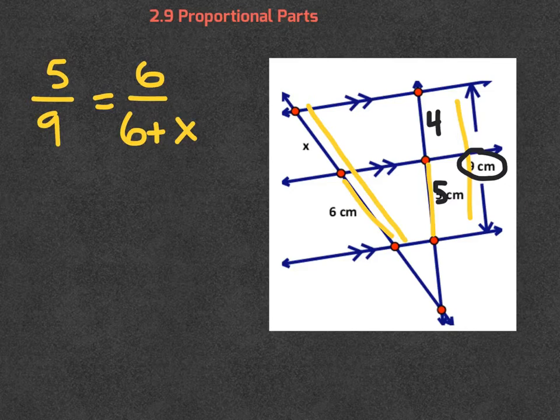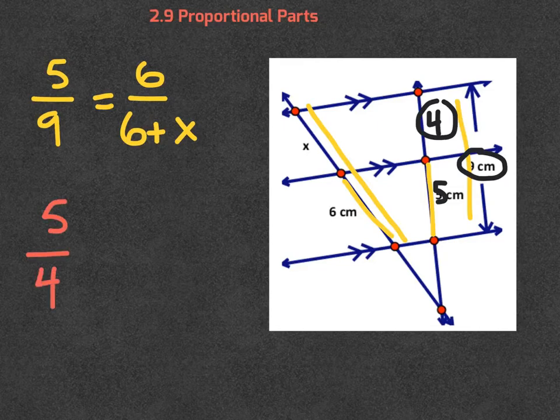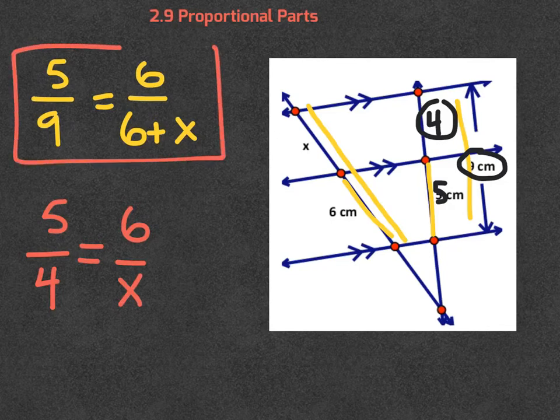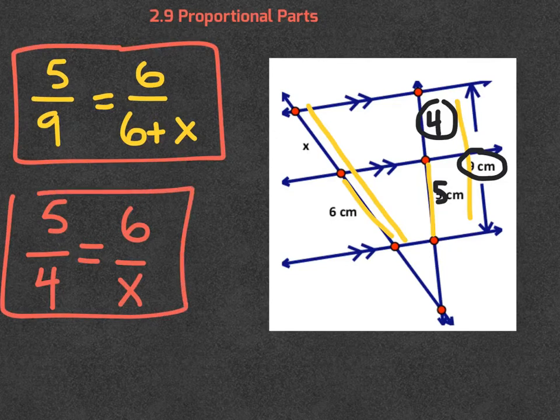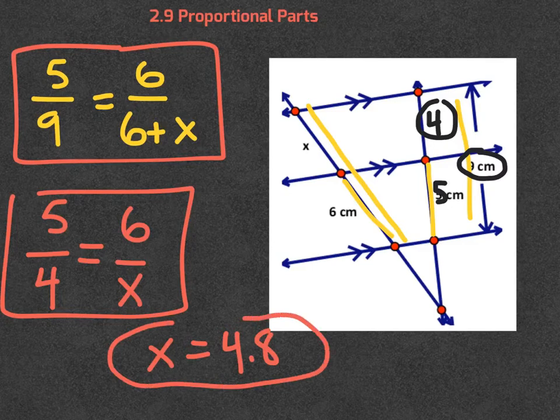So actually, if we had done that calculation, you and I could have also said 5 is to the 4 piece, not the 9, but the 4, as 6 is to the x. Whether you use this guy or whether you use this guy, when you cross multiply and solve, you get 4.8 as this guy's answer as well.